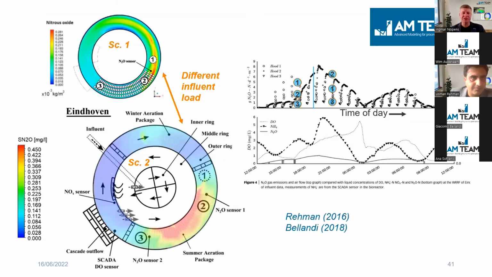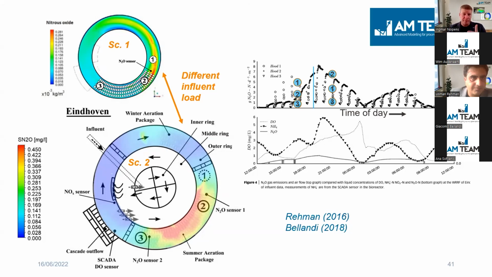Okay, and this is another example, again, from the Eindhoven case. So here you see 3 measurement points, so 1, 2, and 3 indicated on both figures. And the difference between the top and the bottom figure is, again, the same simulation, but with a different influent load. So meaning that if you look at the figure on the right, we are just looking at two different instances of the same day. So it's actually a loading cycle that comes in.